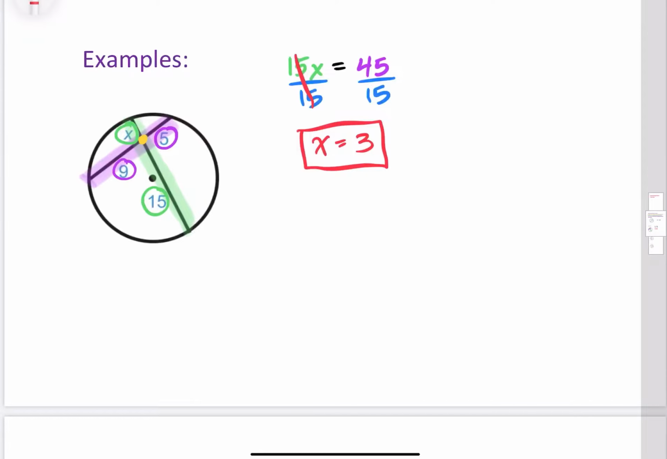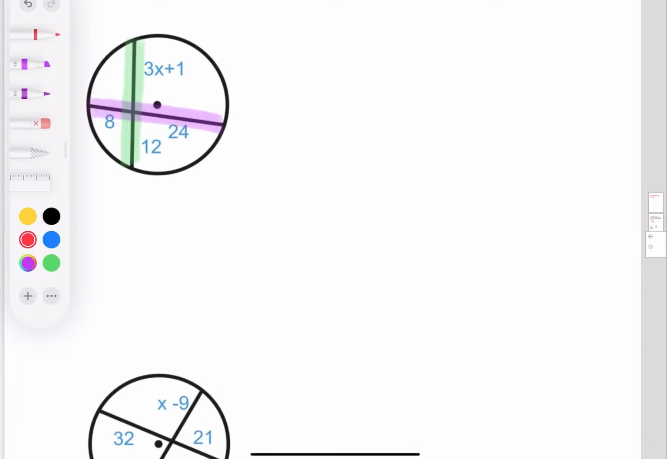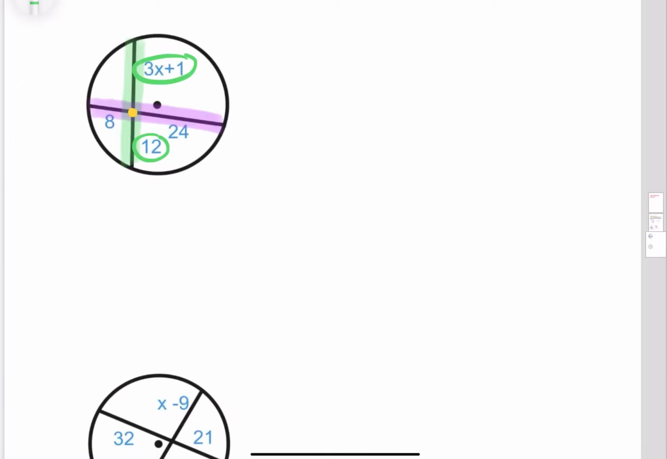So let's take a look at this next one over here. In here, again, we have two chords that are intersecting one another. We have one going down this way, and then we have another one going in the other direction, left and right. They're intersecting at this point right over here in the middle, giving us segments. We're going to look at the segments in the first one, and the segments in green are the 12 and the 3x plus 1. If we were to find a product, that means I have to multiply 12 times 3x plus 1.